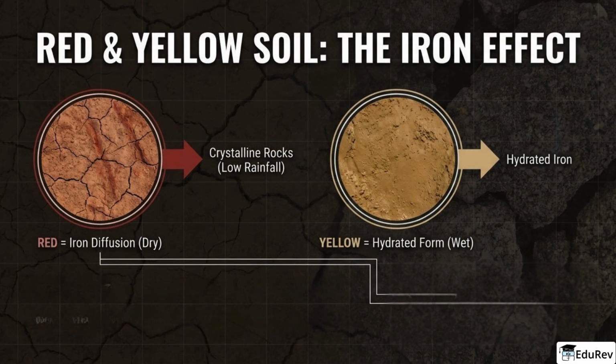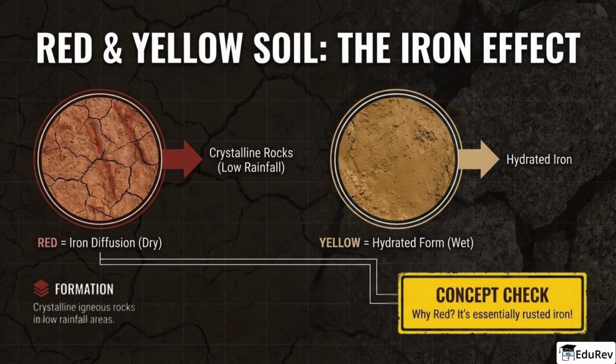Now to red and yellow soil, where color itself becomes the clue. These soils form mainly from crystalline rocks, especially in low rainfall areas. Why red? Because of iron. In the dry state, the soil shows red color due to iron diffusion and oxidation, essentially a rusting effect. Why yellow? Because in wetter conditions, that iron exists in a more hydrated form and the soil turns yellowish.